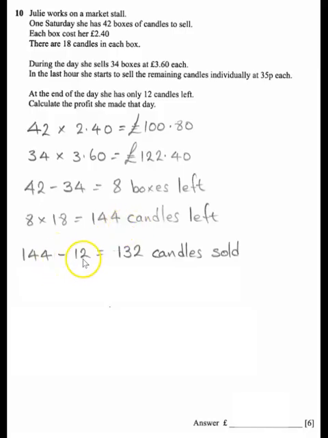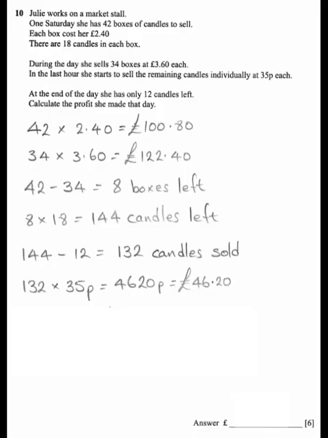But I've taken 12 away from this. This is because at the end of the day she has only 12 candles left. So that means that when you take away the ones that she hasn't sold, she's sold 132 candles individually. Now, if she sold the candles individually, you need to know how much she got for that. So you can see that she sold each one for 35 pence, and that's what we've done here. So 132 multiplied by 35, and I've given the answer in pence here, but I've changed it then to pounds.